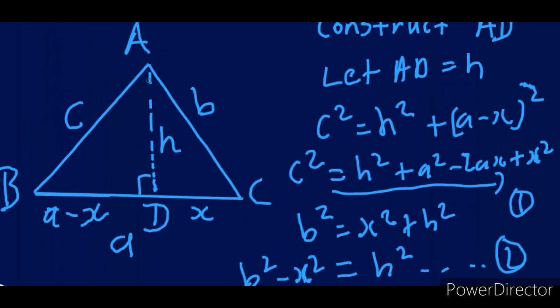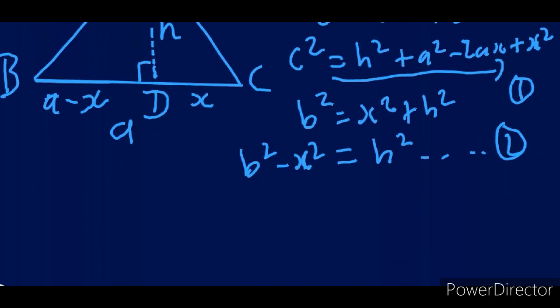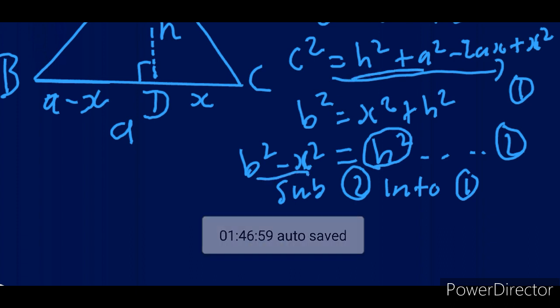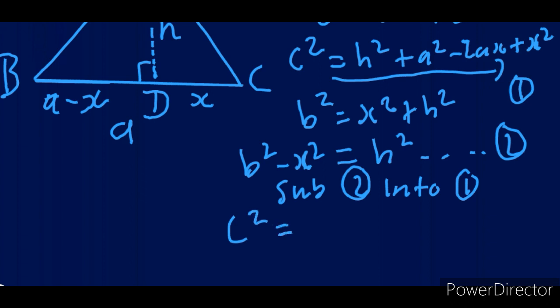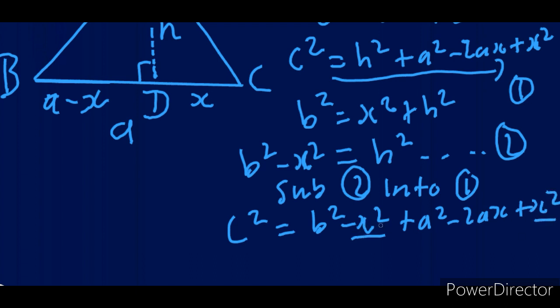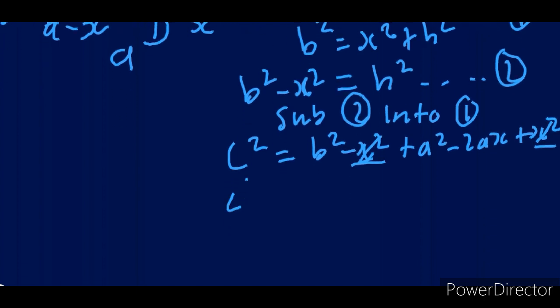So what we did was use Pythagoras theorem in this triangle and also in this triangle, and from here we've got two equations. We can substitute the second one into the first one. Wherever I see h squared in the first equation, I replace it with b squared minus x squared. Then this is going to be a squared minus 2ax plus x squared. You would notice that these are like terms, so they cancel. When they cancel, we end up having c squared equals b squared plus a squared minus 2ax.